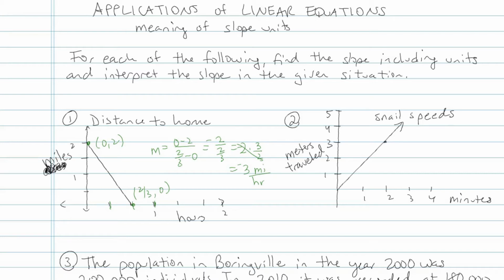Otherwise, you could think of it as this person is walking towards his or her home. They're moving at a rate of 3 miles per hour. So the distance decreases by 3 miles per hour. Let's look at another one.